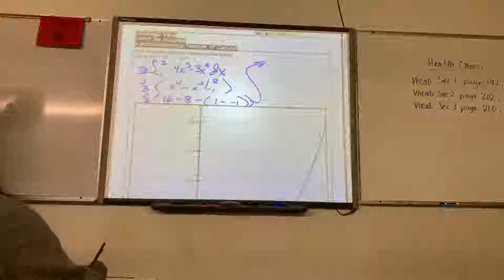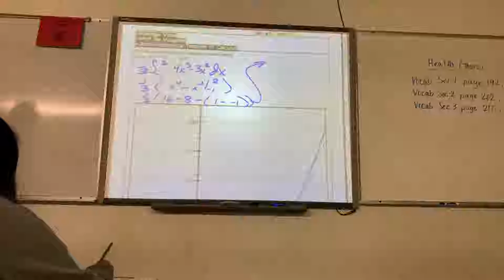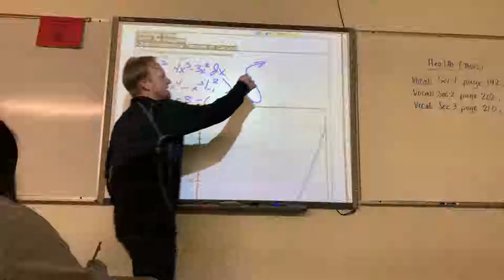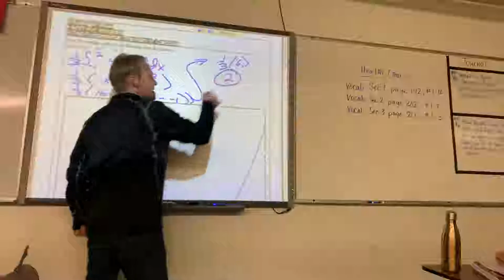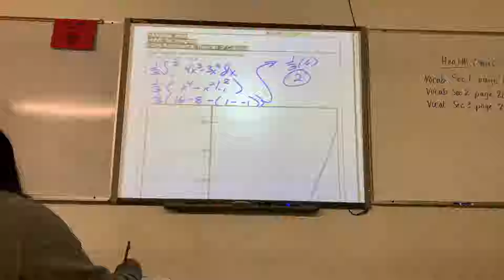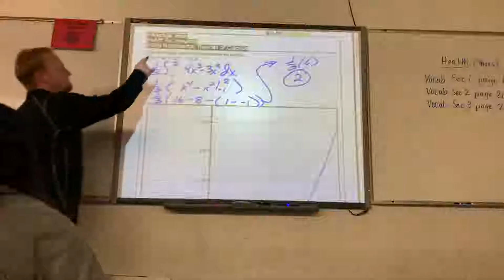Alright, so 16 minus 8 is 8. The 1 minus the -1 is going to give me 2. It's going to turn into a -2. So that means we're looking at 1/3 times 6, which means I get 2. Okay, what does 2 represent? That is the average value.